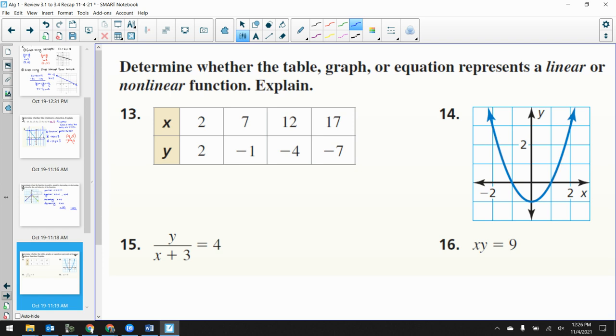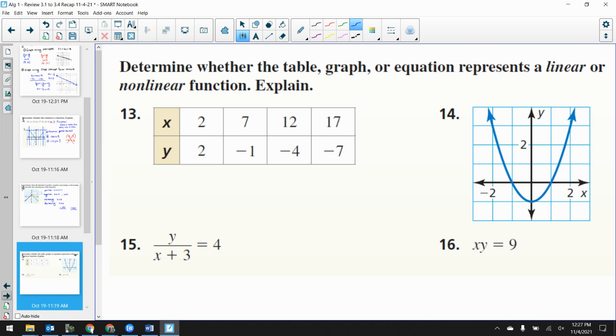So determine whether the table, graph, or equation represents a linear or non-linear function. This is when I look at the change in x as it pertains to the change in y. What is the change in x?